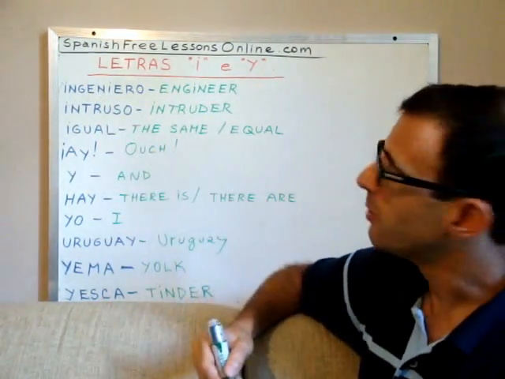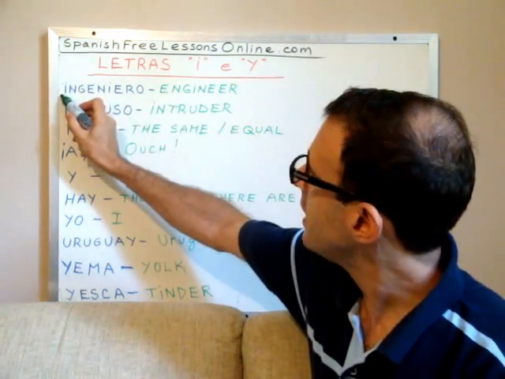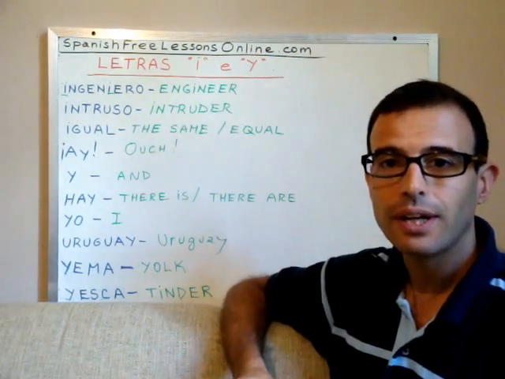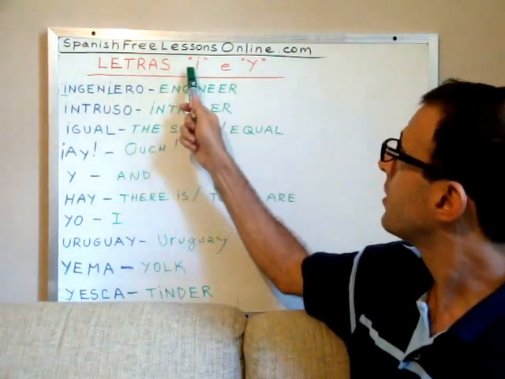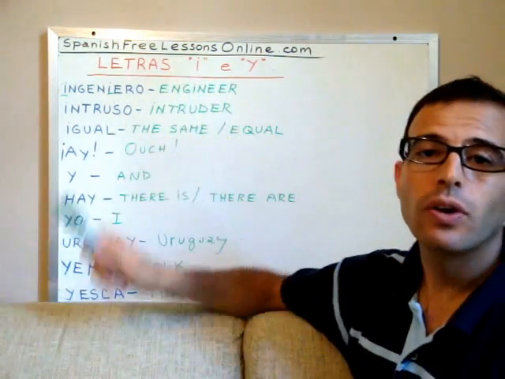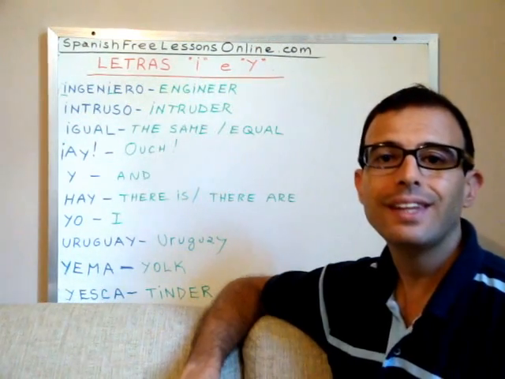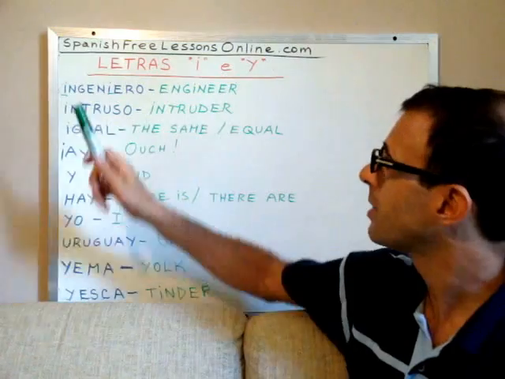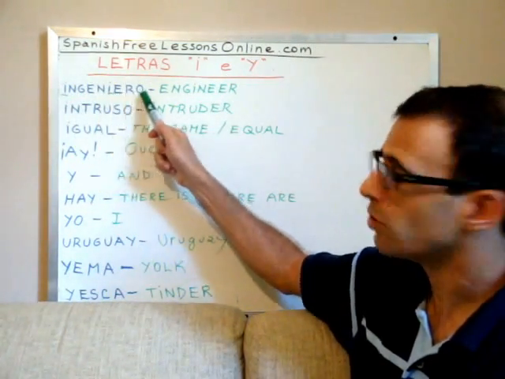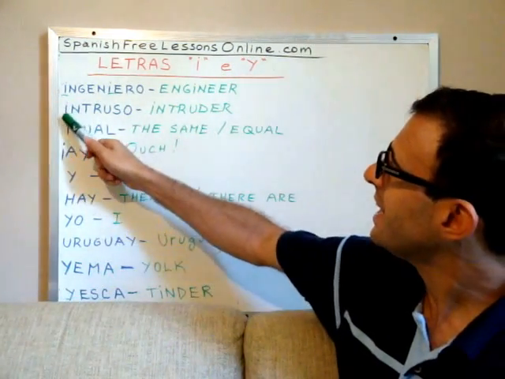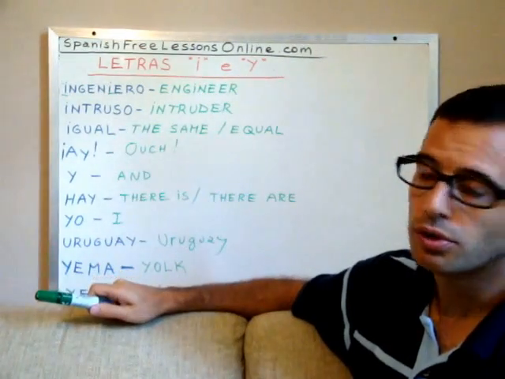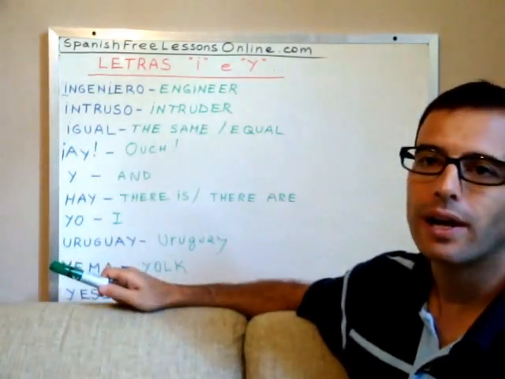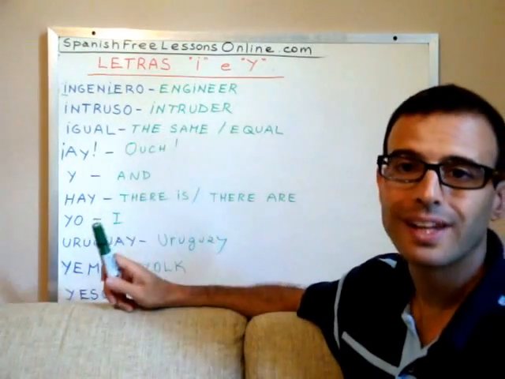Ingeniero, okay? Here we can see how the I Latina is pronounced like just I, okay? This is very, very easy. The I Latina is always pronounced I, right? There is no exception. It's always pronounced the same. Ingeniero. Intruso, for intruder. Intruso. Igual, for the same or equal. Igual.